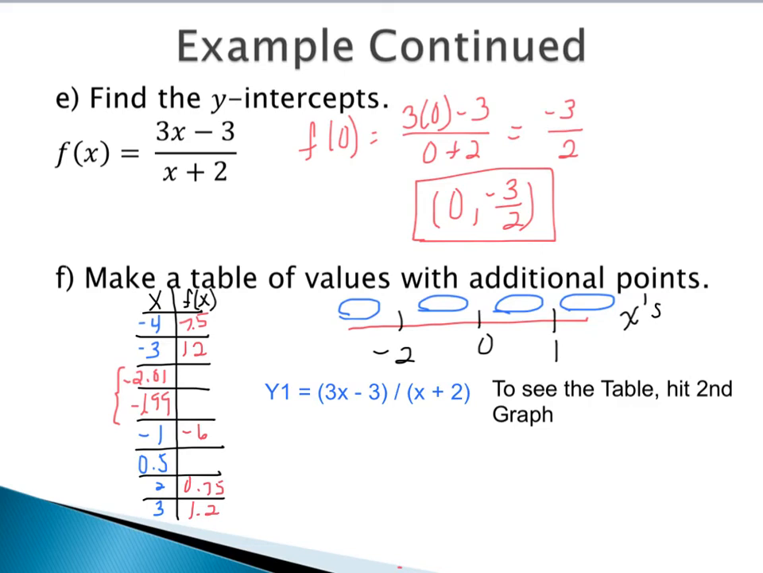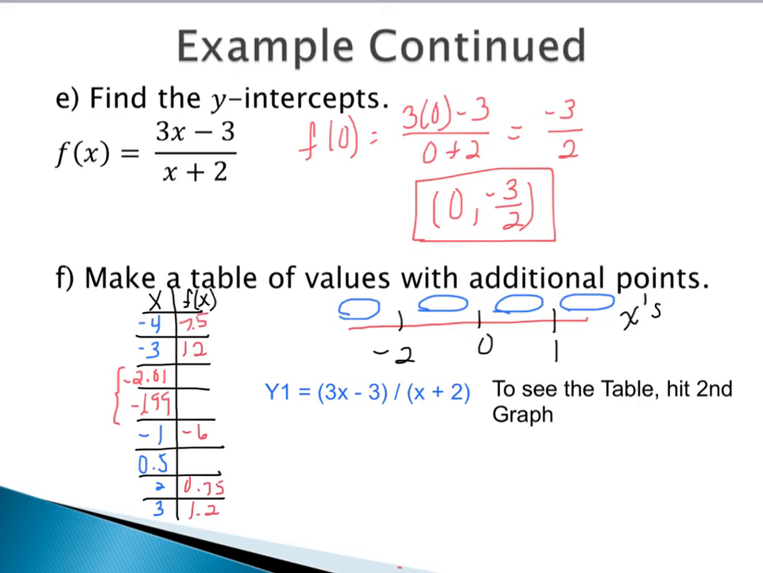There is a method to use your table in order to evaluate these if you wish to do it that way, and you know how. My suggestion is to actually use the y-vars feature, and I've linked a video in the course in order for you to see how that works.